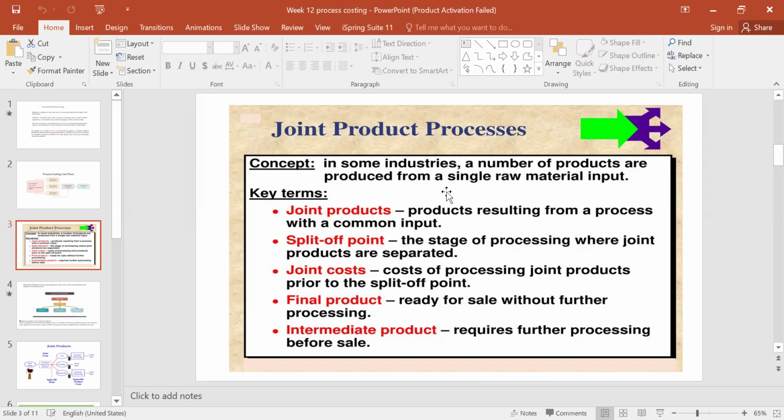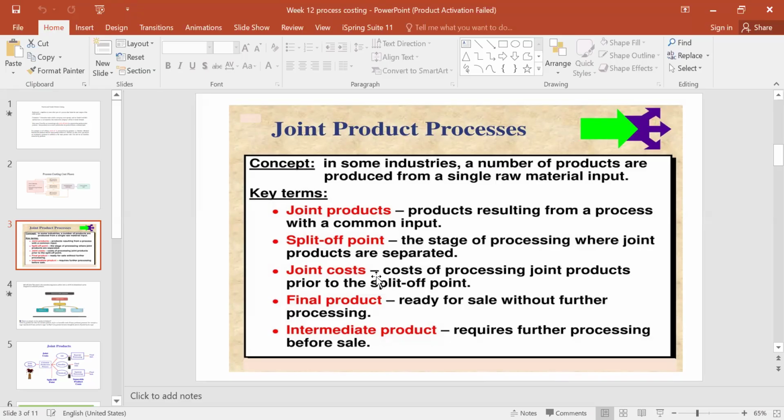And there are some technical terms. Joint products result from a process with a common input, before the costs incurred are separately or individually recognized. Split-off point: the stage of processing where joint products are separated, or individually recognized. This point is called the split-off point.